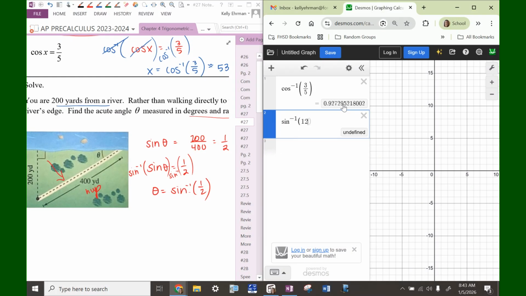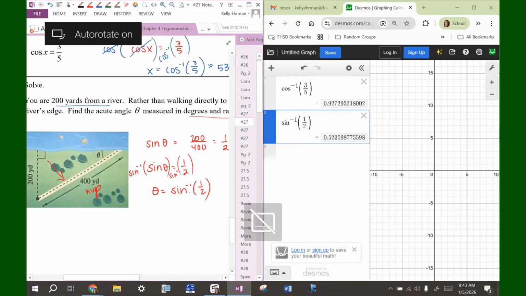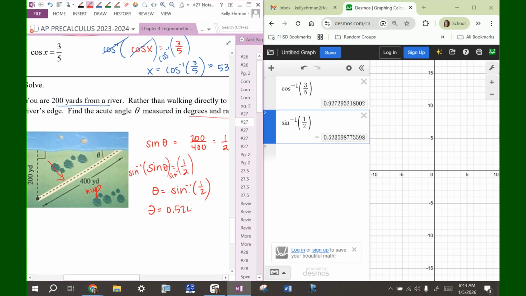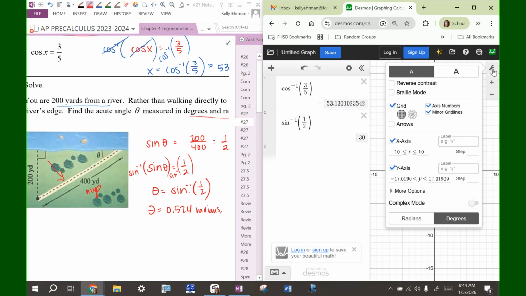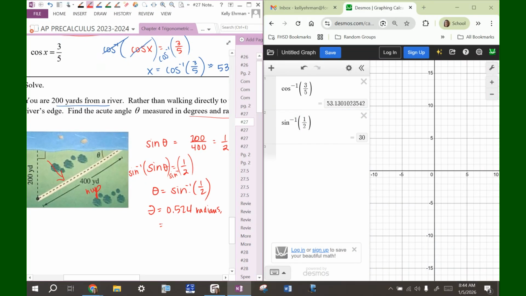Okay, there we go. This is the answer in radians because I'm in radian mode. So let me answer this. Theta equals 0.524 radians. And what is it in degrees? 30. Yeah, I think we did this in an earlier example. This is a 30, 60, 90 triangle. If you reduce the sides by 200, you get 1, 2, and the missing side would be radical 3.